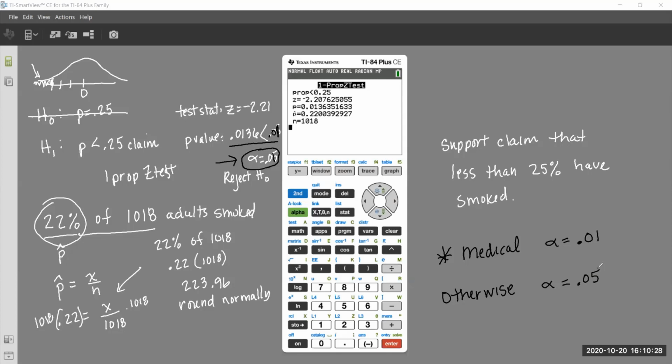Okay. So this one, this type tends to bother students a little bit. Remember, X is the number of successes. It cannot be a decimal. So do normal rounding to find that. And just watch out for that because they do tend to be a little trickier. Okay, let me pause.